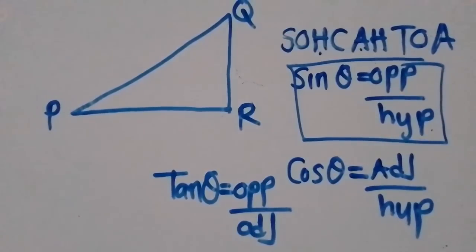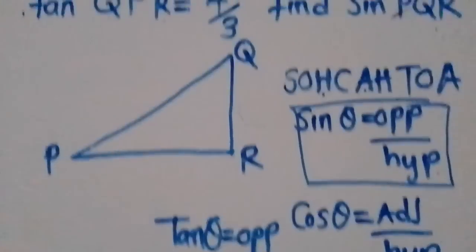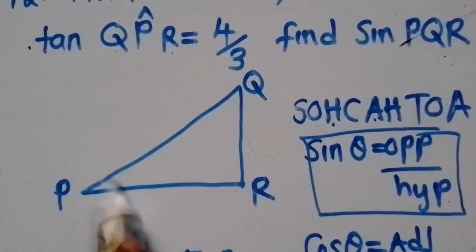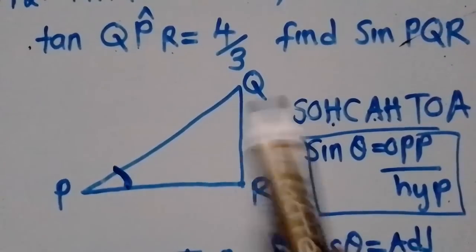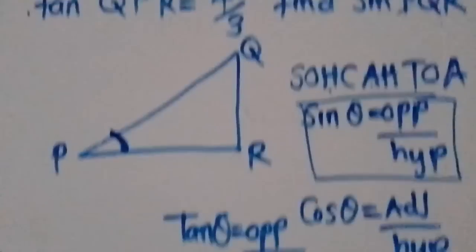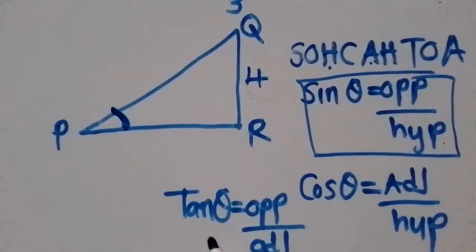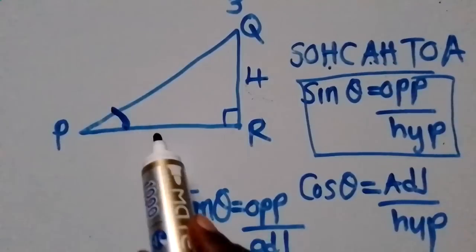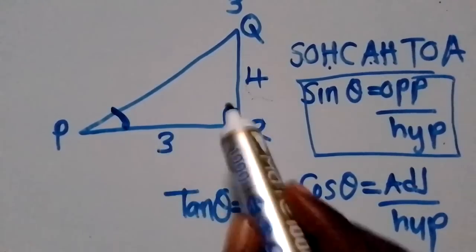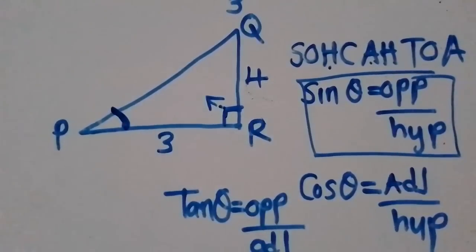So now we are given tan P, and P is there, which means the angle is there. Under tan we've got opposite, so opposite the angle we've got a 4. Then adjacent is where the right angle is facing, and this is 3. Where the right angle points, that's where you find the hypotenuse.